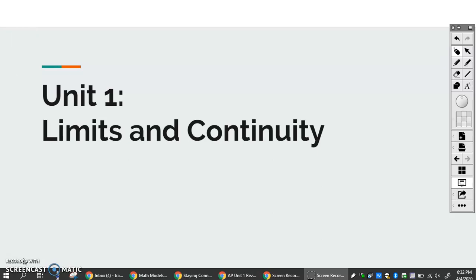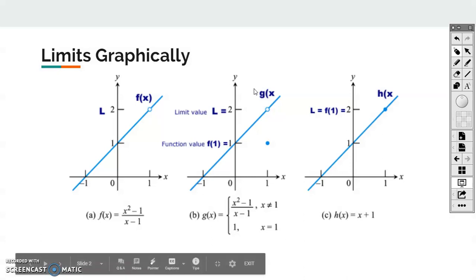Hey guys, Mr. McKinney here, reviewing our Unit 1, Limits and Continuity, which is very closely aligned to the AP Unit 1, which is one of the units you'll be working on this week. First thing we covered was limits.